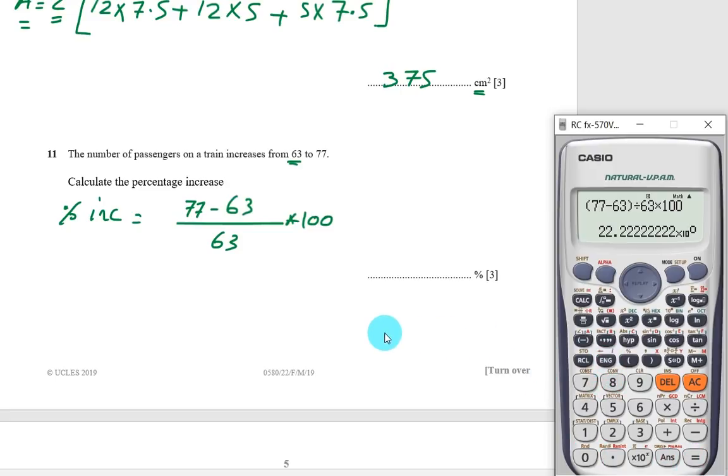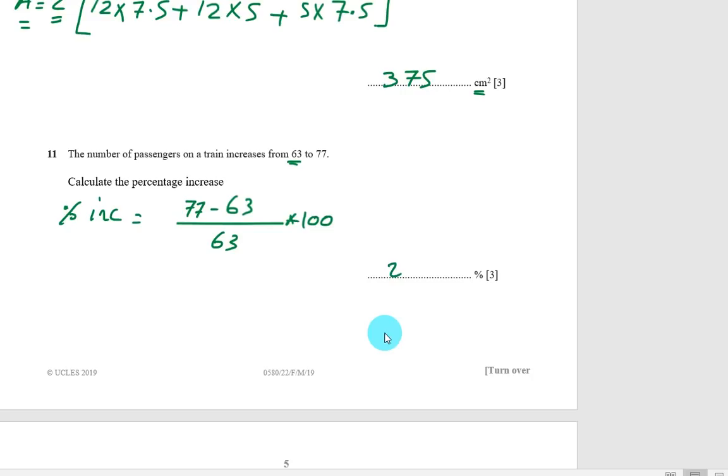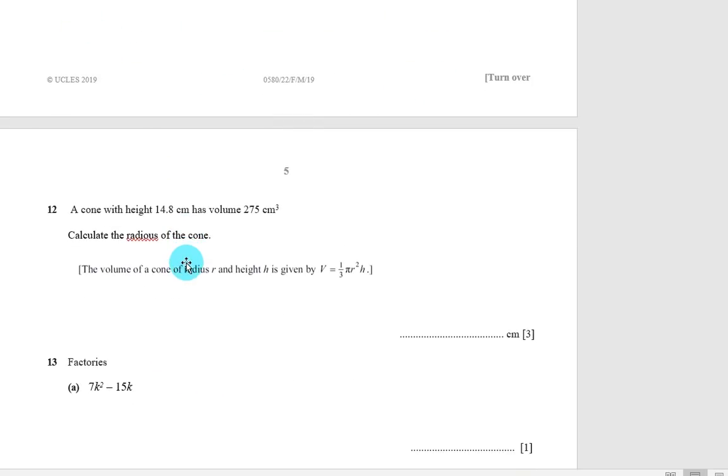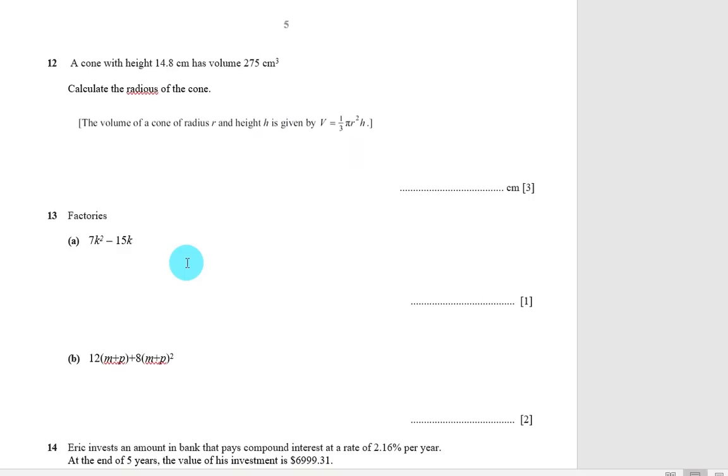So the percentage here is 22.22. This is the percentage of increase. Okay, let us go ahead.